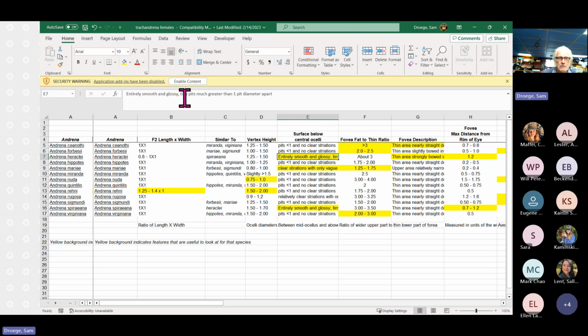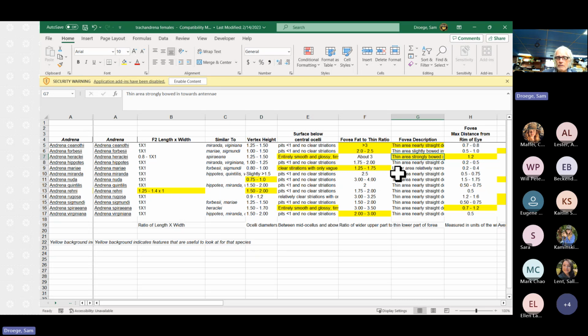What else does it say up here? Tiny pits much greater than 1 pit diameter apart versus something that has everything from striations in a few cases to heavily pitted, meaning pits less than 1, and no mention of this smooth and glossy look. So we'll look for that. That's an important one. We're looking at highlighted things and not being distracted by these others that can be used.